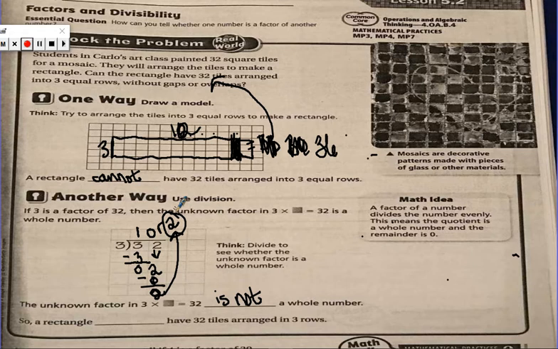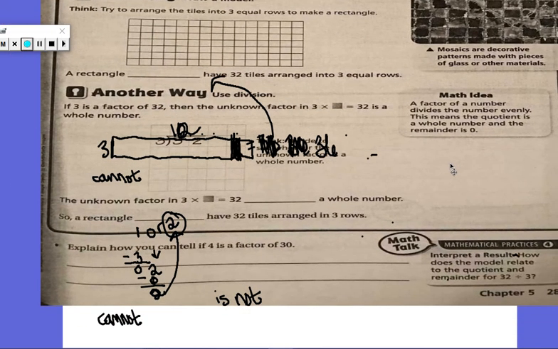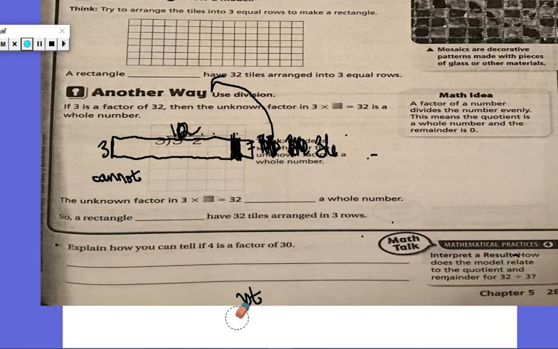So a rectangle cannot have 32 tiles arranged in 3 rows. Okay? Alright, we'll go on to the next page. Well, there's a bottom question that's not really shown. I'll see if I can move my thing up here. Okay, I'm going to move my deal, and then I'm going to erase this quick. So hopefully we got that.